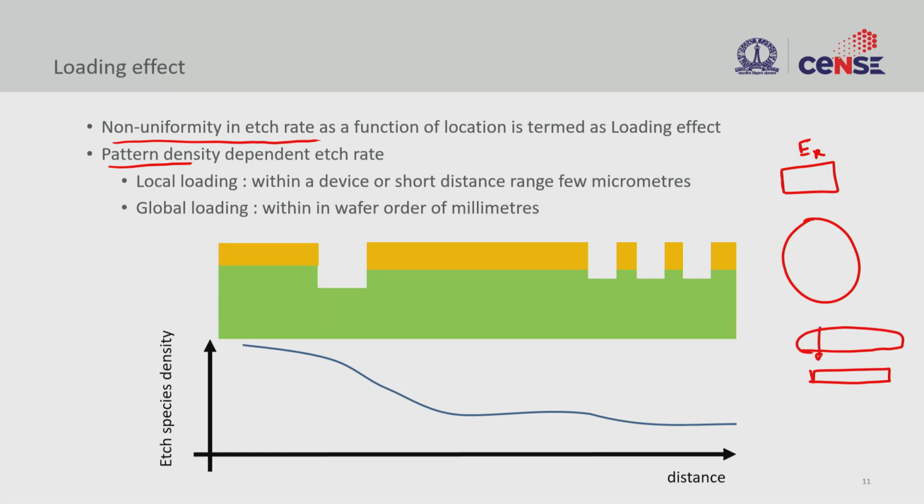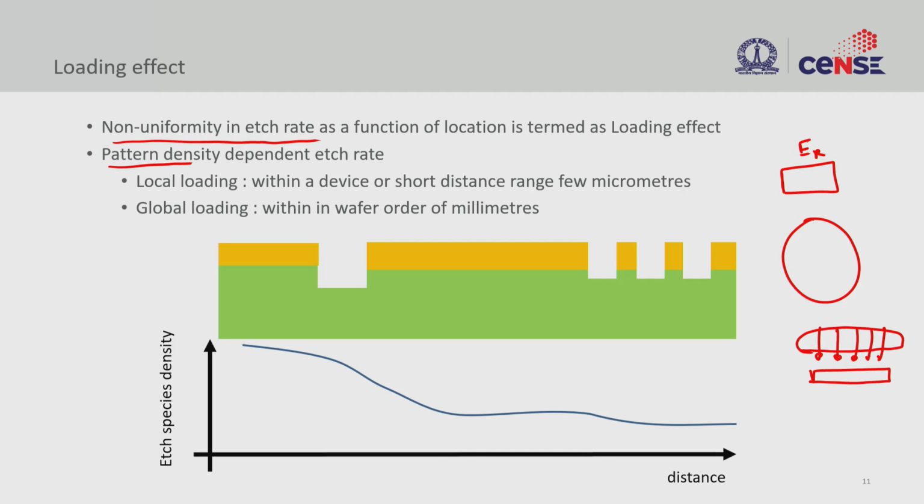So the ion energy and the radical concentration need not be uniform across the wafer, right? So one needs to design the chamber in such a way that you have very good uniformity of ion energy and the flux. If you don't have it, you get non-uniform etch rates.